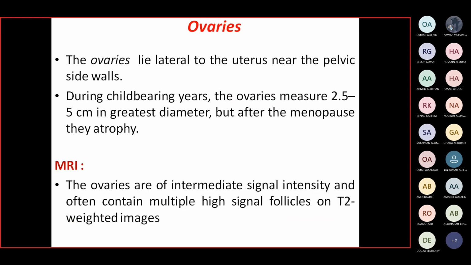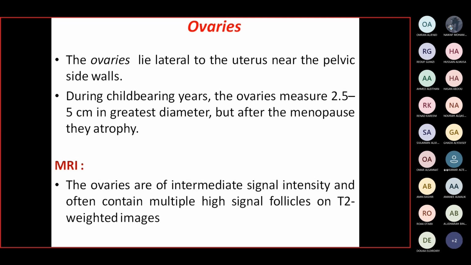The last part of the gland is the ovaries. The ovaries, as you know, lie lateral to the uterus near the pelvic side wall. During the childbearing years, the ovaries measure 2.5 to 5 centimeters in greatest diameter. But after menopause, they become atrophied.